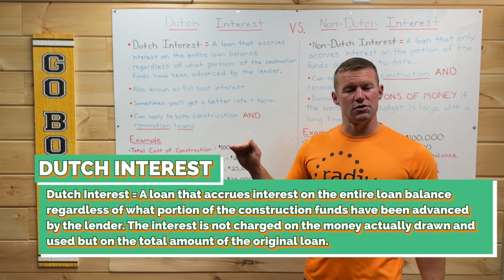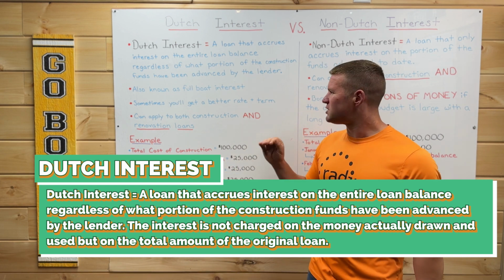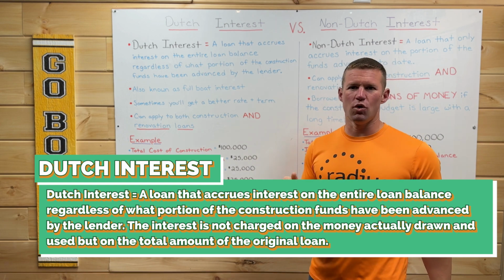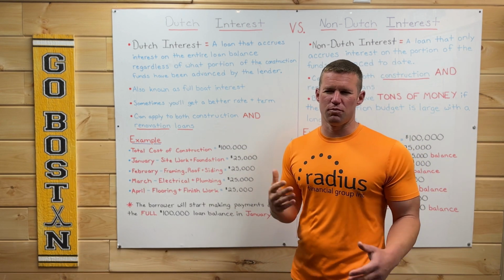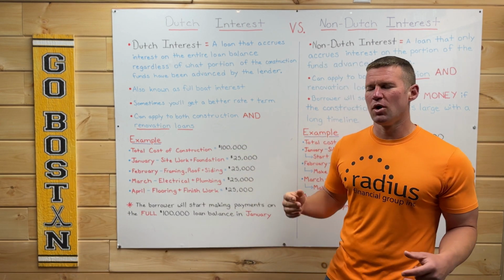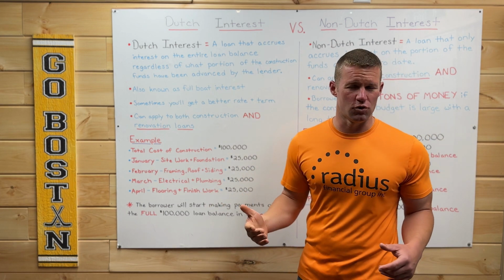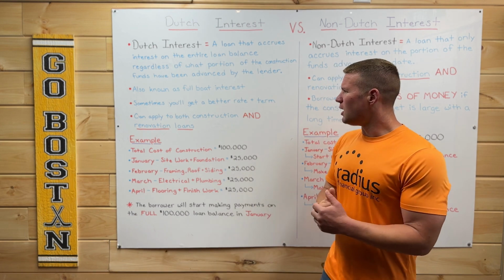Now, one of the benefits of going with Dutch interest is that sometimes the lender or the bank or whoever will offer you a better rate and term, right? So you just might get a better rate and term if you elect to use Dutch interest, or if they force you to use Dutch interest, right?